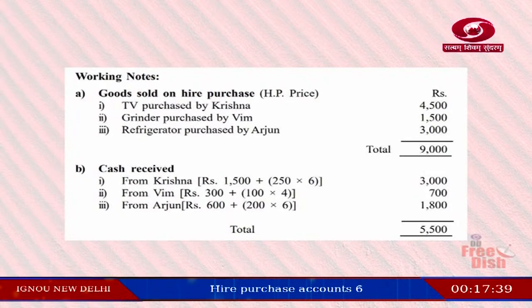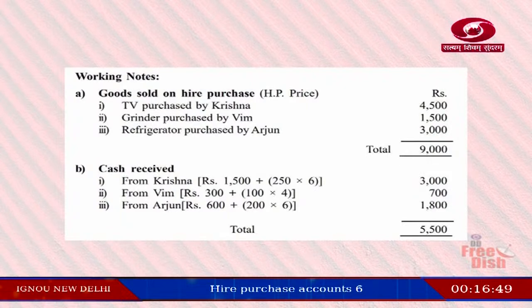Then come to Arjun. Arjun could not pay 2 installments out of 8. It means he paid 6 installments of rupees 200, so 200 multiplied by 6 installments is 1,200, and 600 down payment. Out of 8 installments he could not pay 2 installments. It means he paid 6 installments and 1 installment is of rupees 200. So that way he paid rupees 1,200 as installment and 600 as down payment.